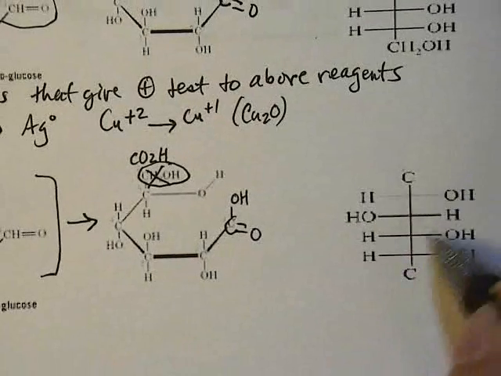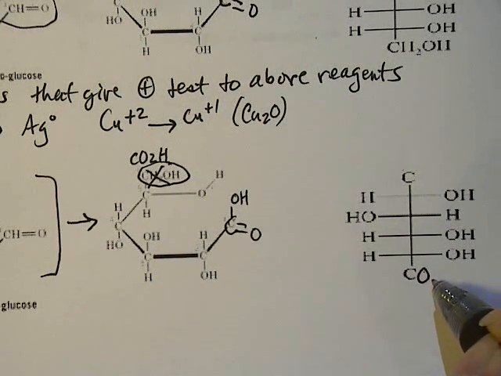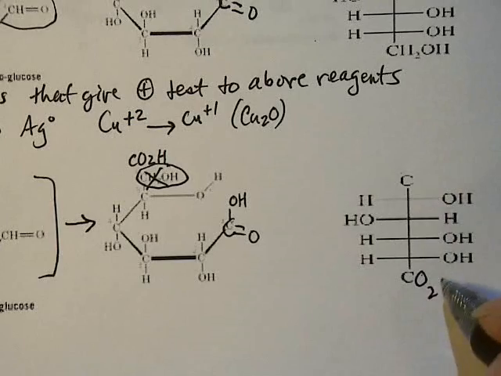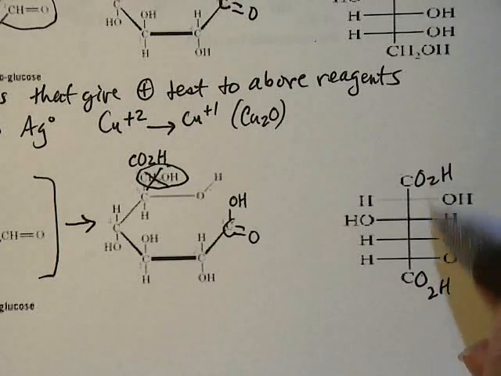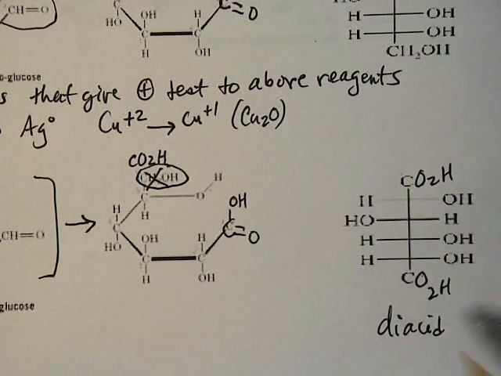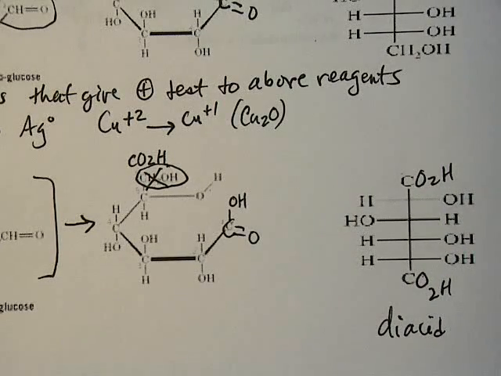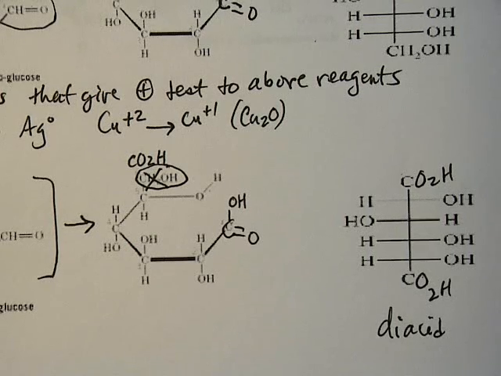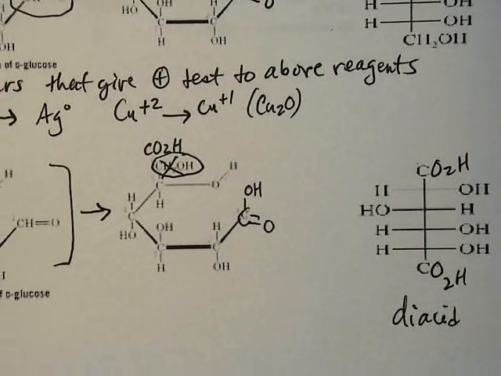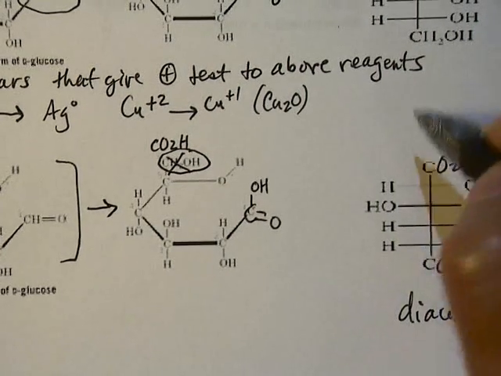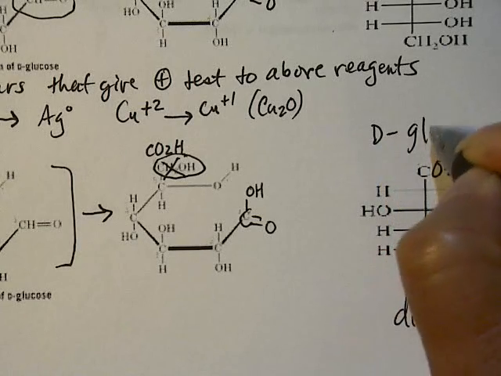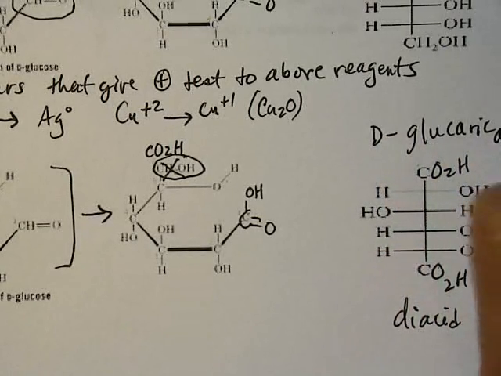So what happens is when you draw this out, the last carbon, which used to be CH2OH, is now also an acid, as well as the aldehyde being an acid. So a diacid is the product when you oxidize with a strong oxidizing agent. All right. So I'm almost running out of time here, so I'm going to stop here. And by the way, these diacids are called, for glucose anyway, D-glucaric acid.